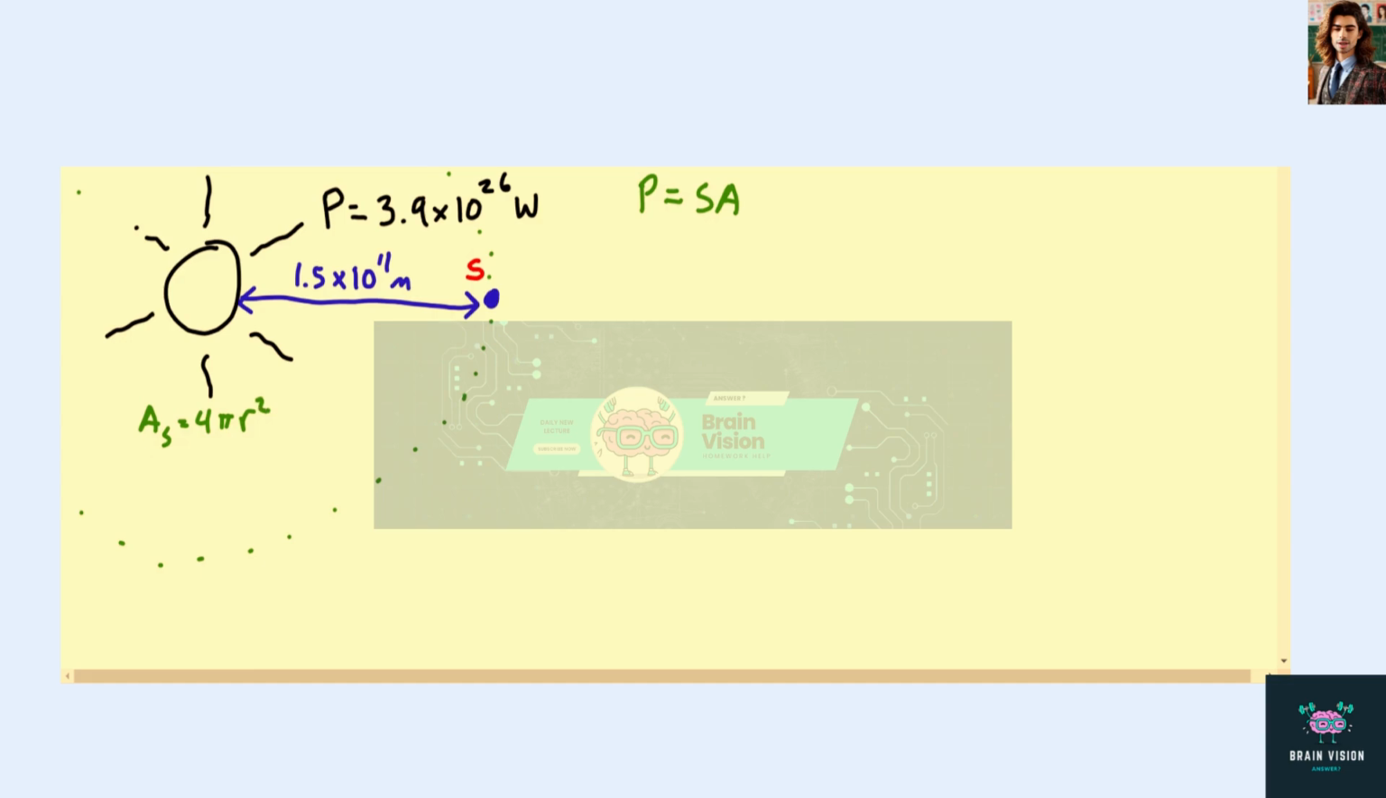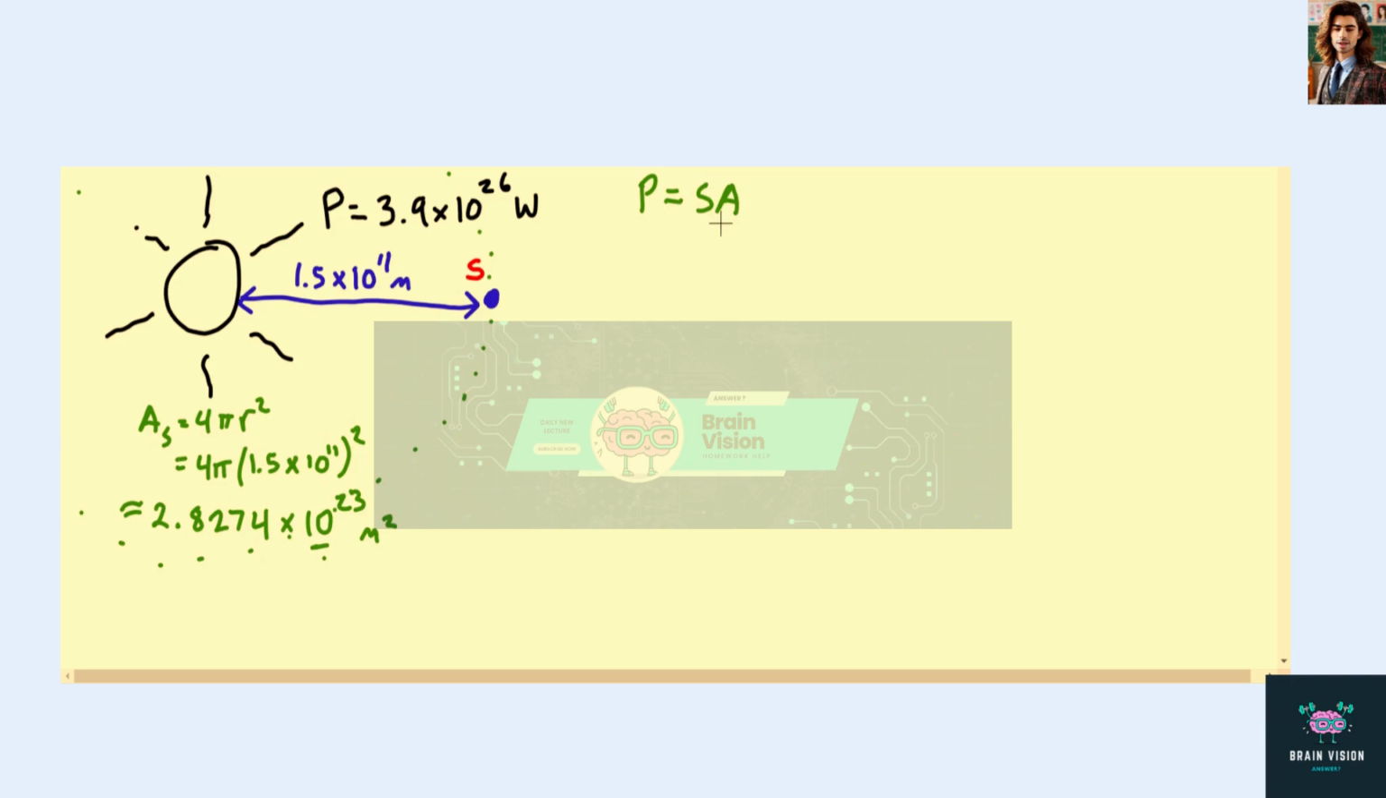The radius in this case is that distance from the sun to the Earth. So 4 pi times 1.5 times 10 to the 11, square that whole thing. And if you plug that into your calculator, we get something like 2.8274 times 10 to the 23 meters squared. And so that's this area where all the sun's power is being distributed.